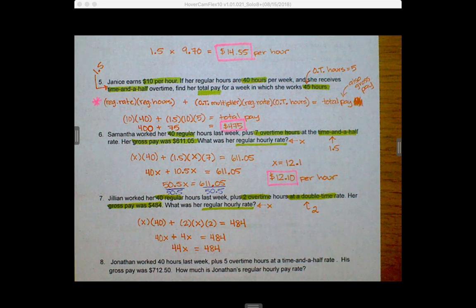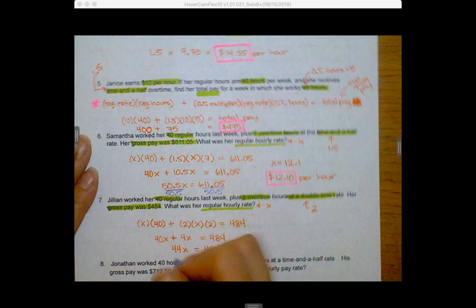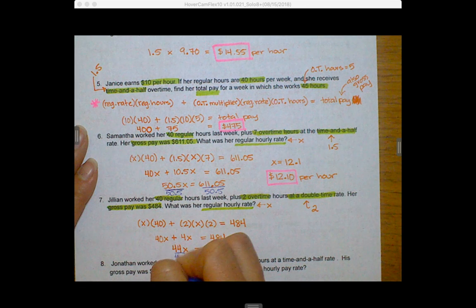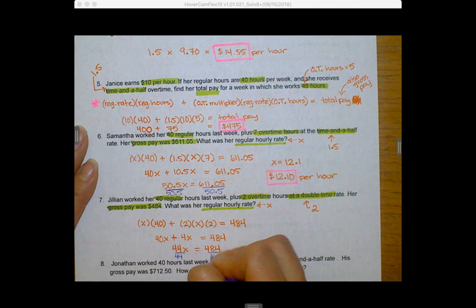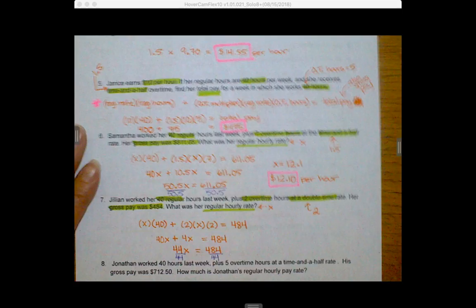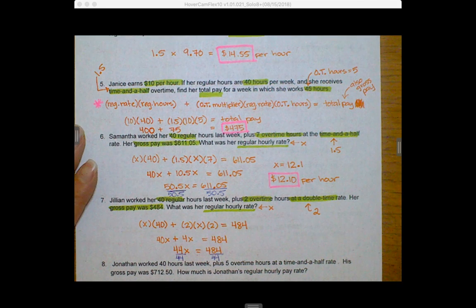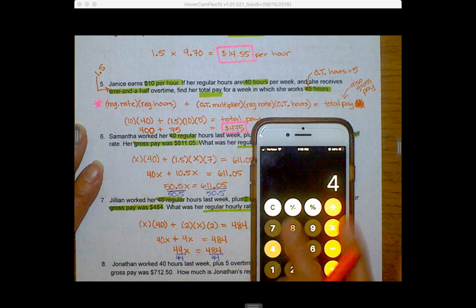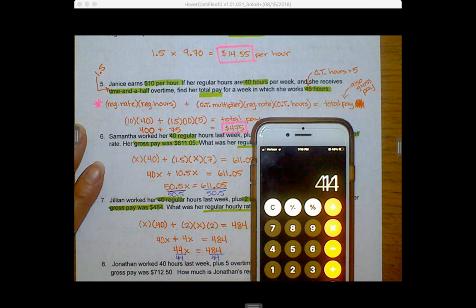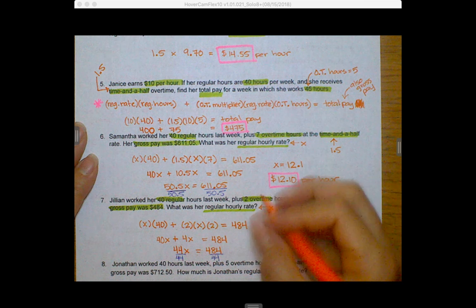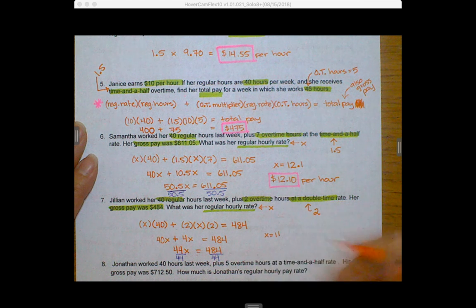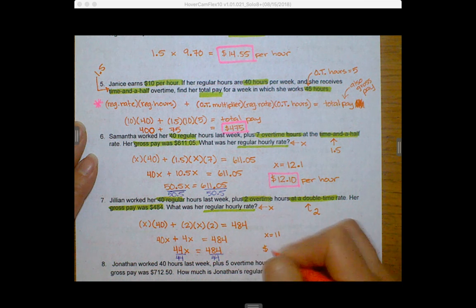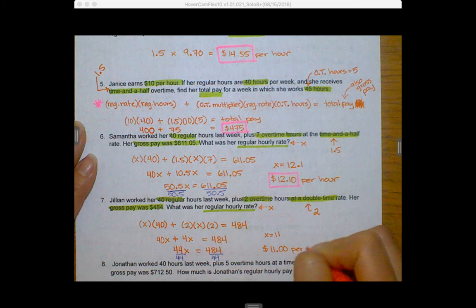Okay. And last, I'm going to go ahead and divide by the coefficient. So divide by 44 because that number is multiplying by x. So the opposite is dividing by it. Let's get my calculator out and see what I get. Okay, so I get 11, all right? So x is 11, but remember this is an amount of money. So this is the hourly rate is $11 per hour.